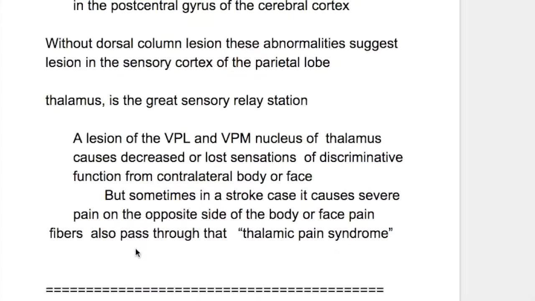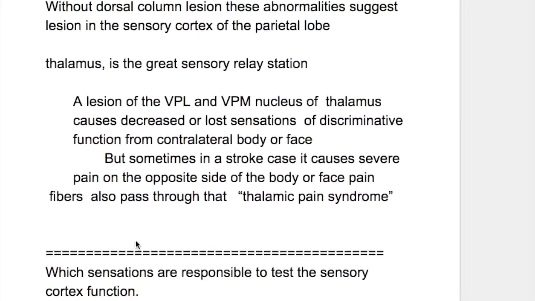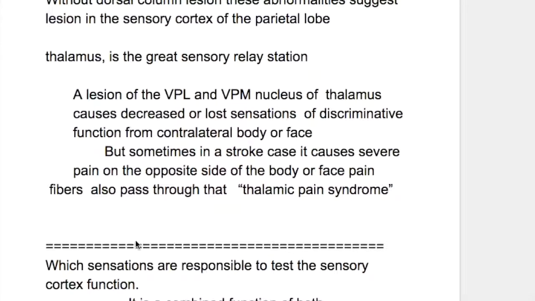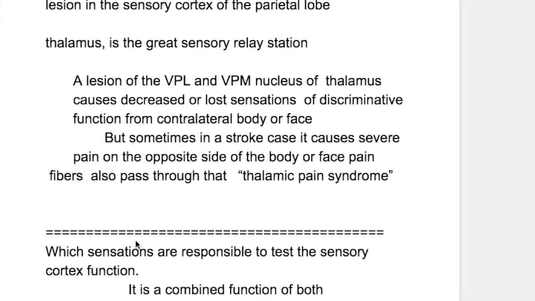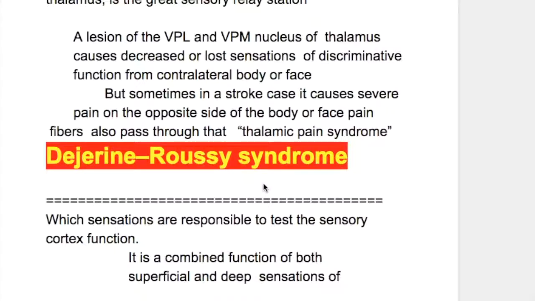Thalamus is the great sensory relay station. A lesion of the ventral posterior lateral or ventroposterior medial nucleus of the thalamus causes decreased or lost sensations of discriminative function from the contralateral body or face. But sometimes in a stroke case, it causes severe pain on the opposite side of the body or face because pain fibers also pass through that. This is known as thalamic pain syndrome, also known as Dejerine-Roussy syndrome, and is a severe painful condition that starts a few weeks after the stroke.